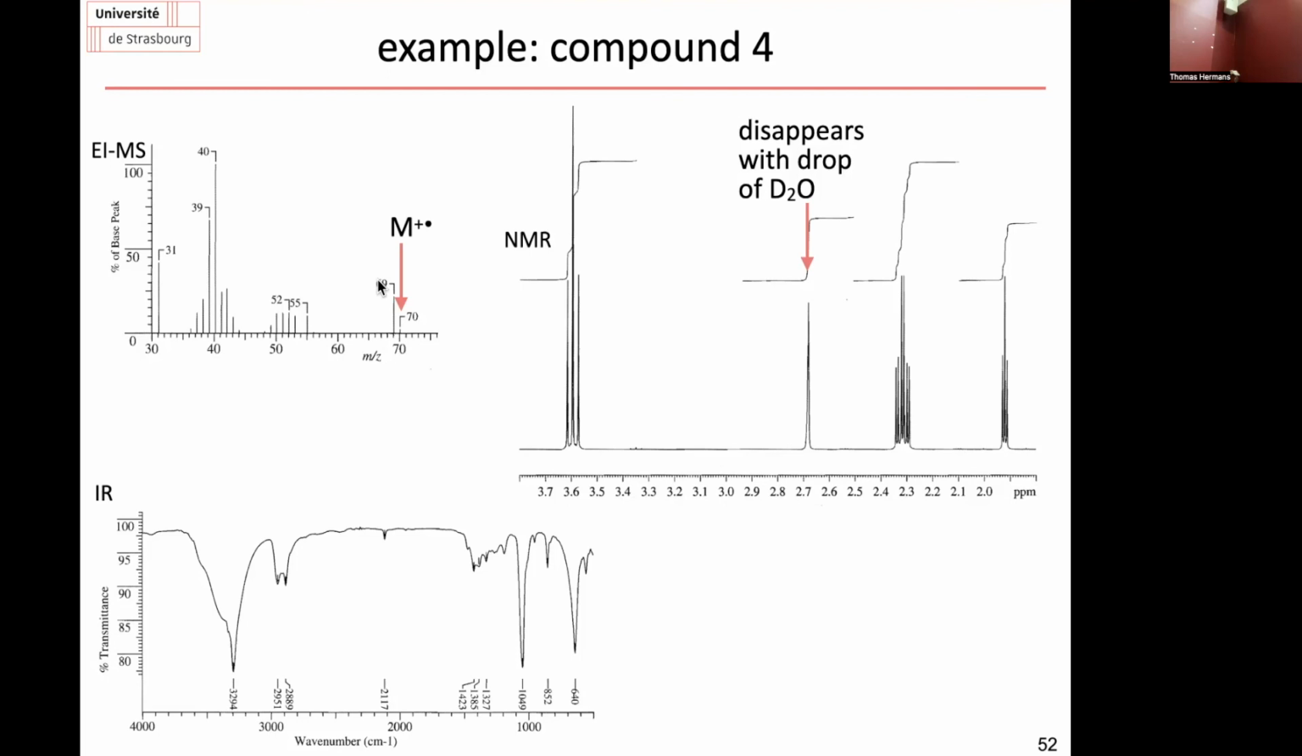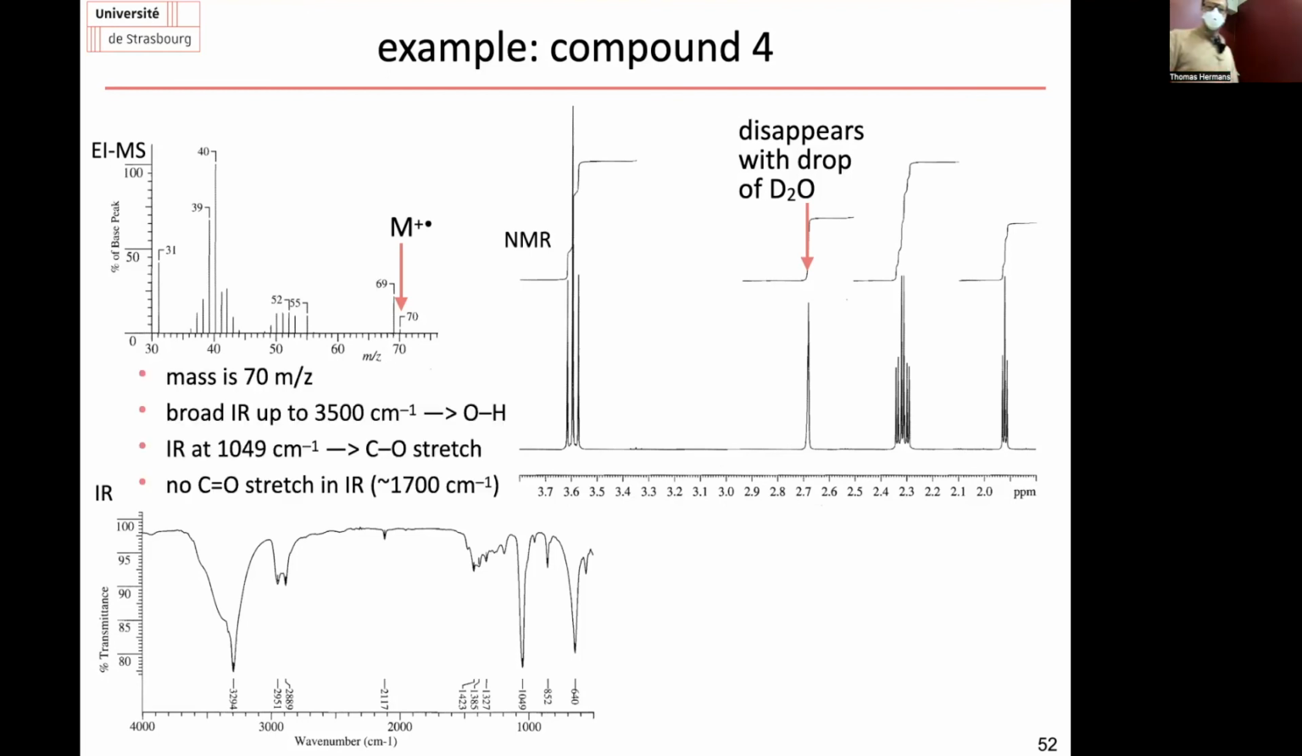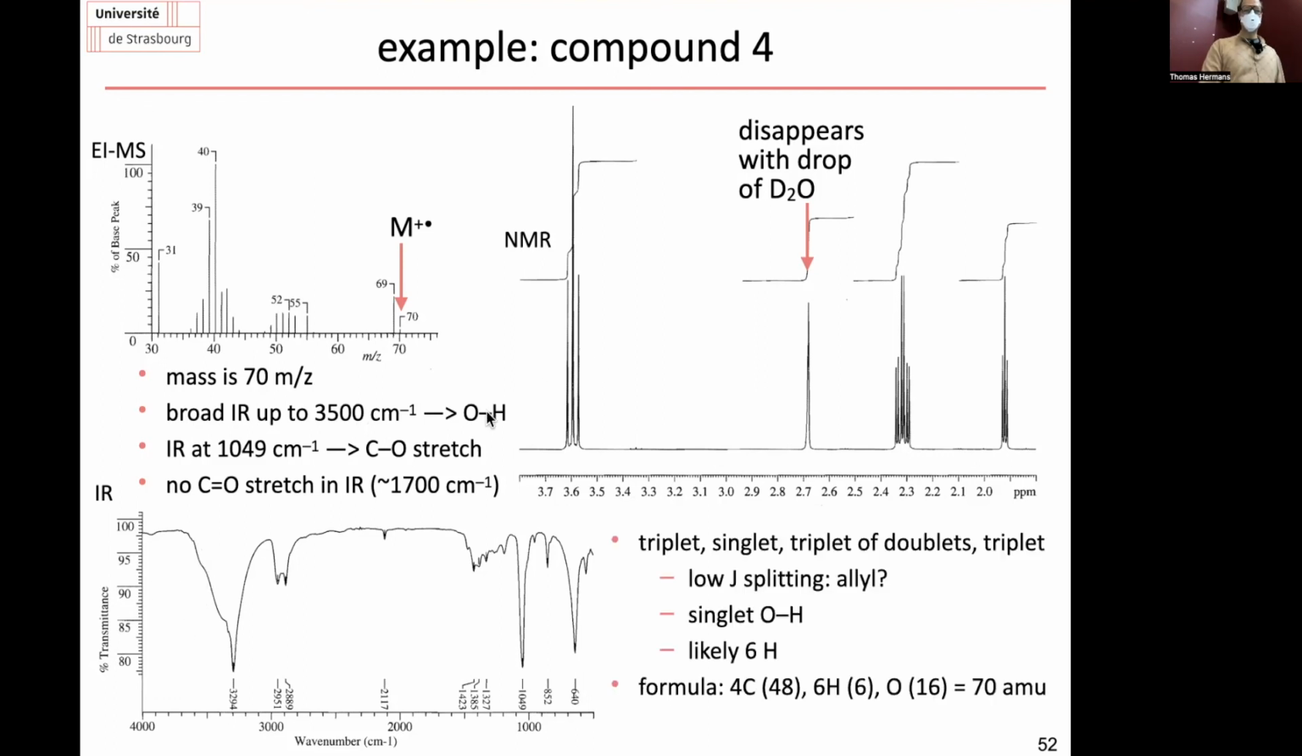Okay, so I put some tips. Right, so to repeat, we have the mass at 70, which we know from the mass spec. We identified from IR that we have a broad signal at 3,500, which indicates an OH stretch. Then we also found the CO stretch, and we found that there's no C double bond O stretch. So it's not an acid. It has to be an alcohol. And then from the NMR, we have this triplet, singlet, triplet of doublets, triplet.